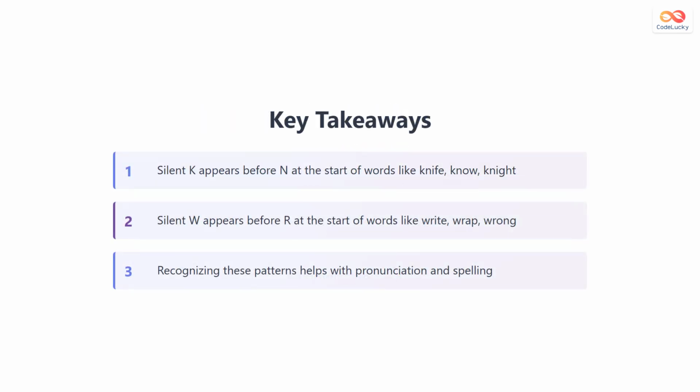Here are the 3 key points to remember from this lesson. First, silent K appears before N at the start of words like knife, no, and night. Second, silent W appears before R at the start of words like right, rap, and wrong. Third, recognizing these patterns helps you with both pronunciation and spelling. Practice these words regularly to improve your English skills.